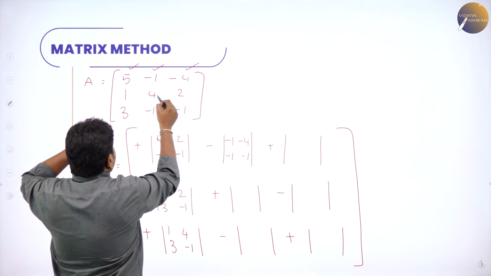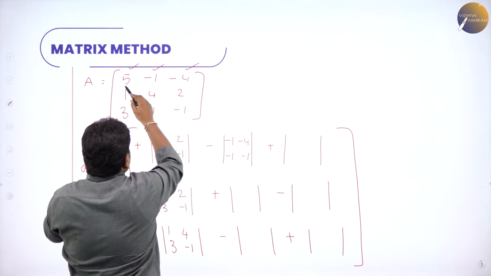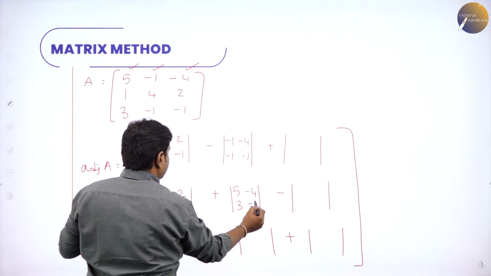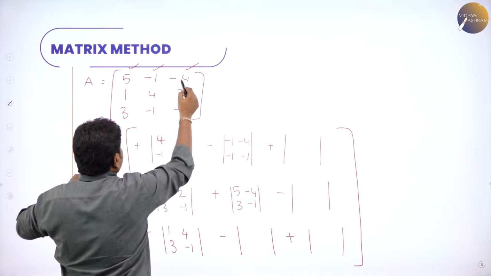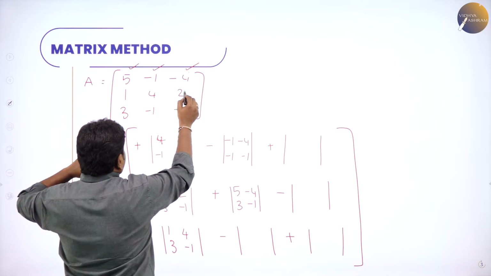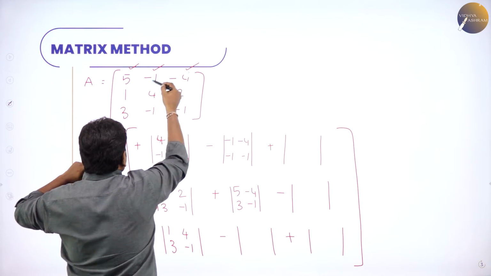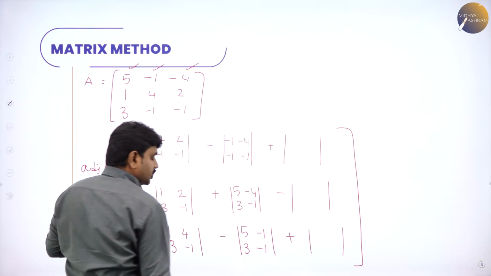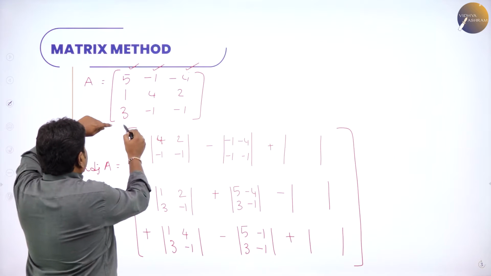Then second element, leave this and leave this, you'll get 5 minus 4 3 minus 1. Then third, leave this and leave this, you'll get 5 minus 1 3 minus 1. So third element, leave this and leave this, you'll get 5 minus 1 3 minus 1. Then go to the third, this place.